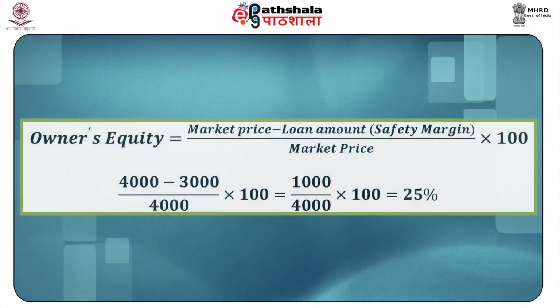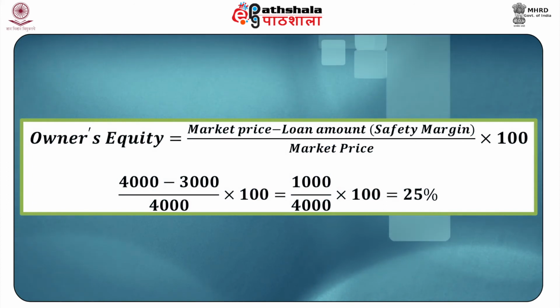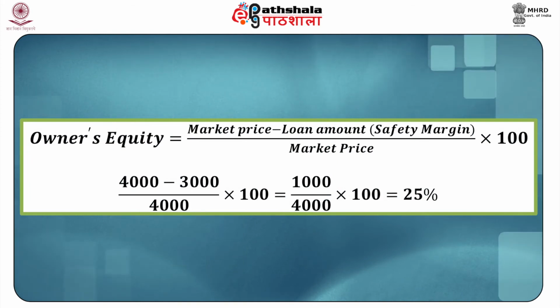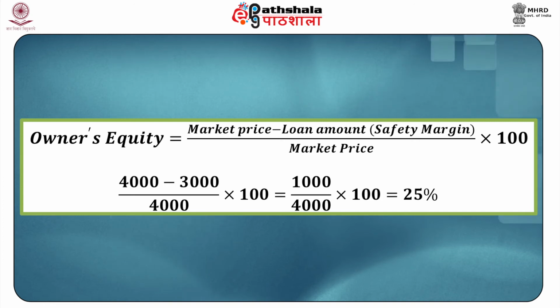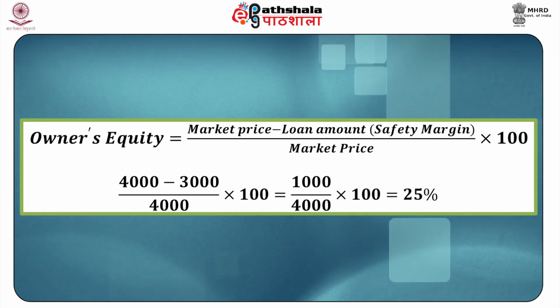Assume that an investor had purchased 100 shares of ITC Limited. The shares were trading at ₹60 when the transaction was executed. The initial margin requirement on account was 50% and the maintenance margin was 25%. Ignore the transaction cost. Now, if the share price falls to ₹40, then owner's equity would be equal to market price minus loan amount, that is a safety margin, divided by market price multiplied by 100. In this case, this would be equal to 4,000 minus 3,000 multiplied by 100, which would be equal to 1,000 divided by 4,000 multiplied by 100, that is 25%.